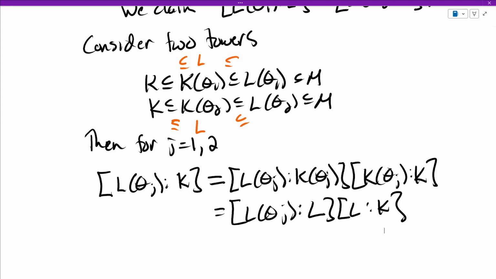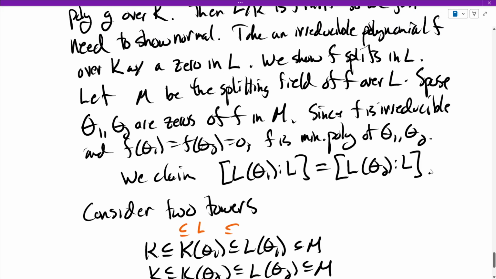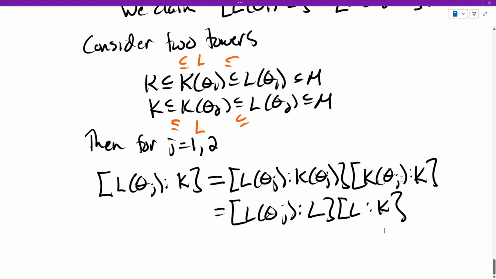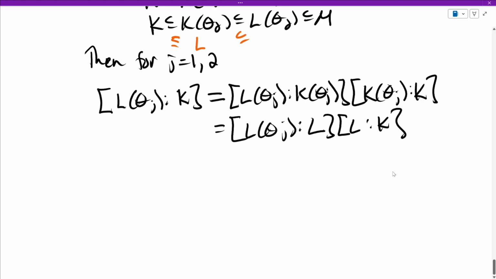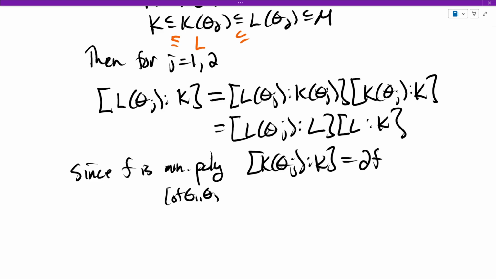All right, now what do we know here? Well, this is true for both j equals 1 and 2. Both of these products are equal to each other. We also know that the minimal polynomial of theta 1 and theta 2 is f. So when we adjoin theta 1 or theta 2 to K, the degree is the same as if we were to adjoin the other one. Since f is the minimal polynomial, the degree of K of theta j over K is just the degree of f, right? It's the minimal polynomial of theta 1, theta 2 over K.